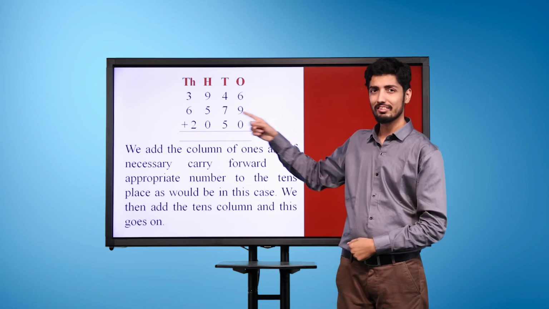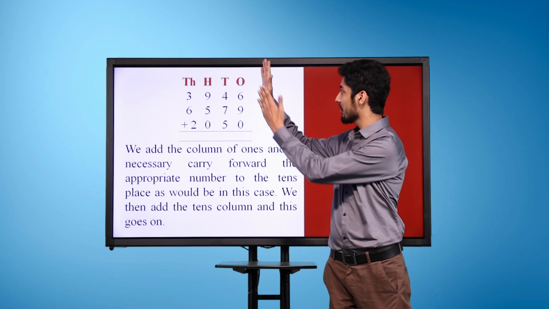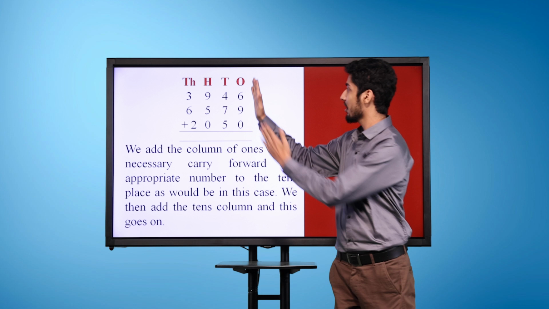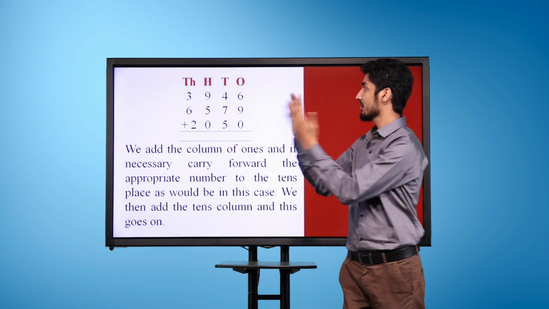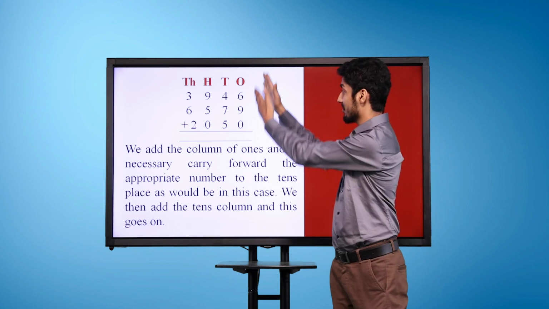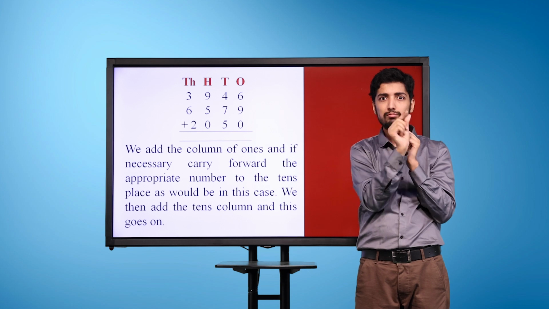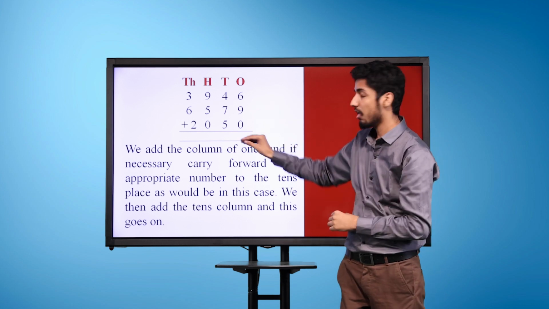We have the numbers written in a tabular form with the headings of the columns as thousands, hundreds, tens and ones. The numbers are added in their particular places. 3946 plus 6579 plus 2050.